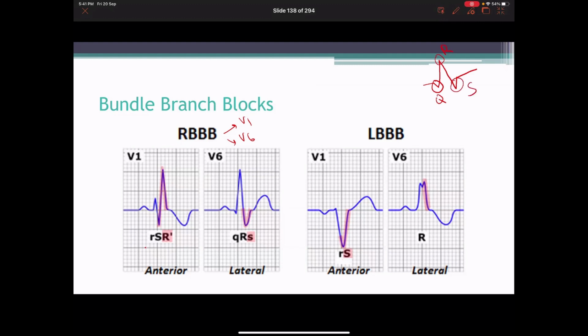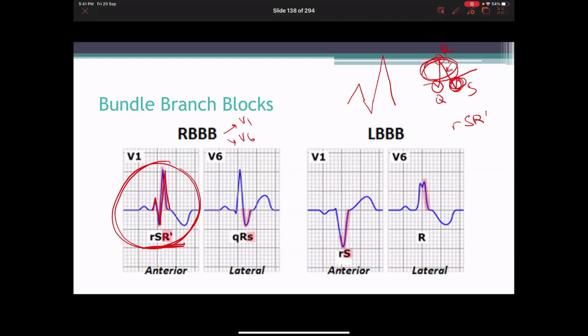So when we say RSR, it means that you have an R wave, which is this one. So up. Then you have an S wave, which is this one. So it goes down. And then you have a capital R prime, which means you have another R wave, but it's bigger than the first one. So this is the pattern that you get. If you know that QRS, this is an R wave, and this is the S wave, then RSR looks like this. So you have up, down, up on lead V1.